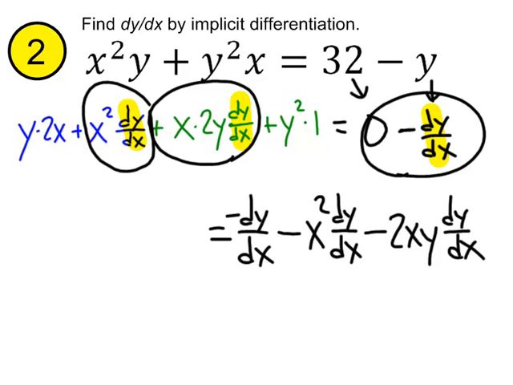So let's start by just getting all the dy over dx terms on one side. Notice these remaining terms do not have a dy over dx in them, so we'll let them hang on the left side of the equation. Those two right there. That's going to be 2xy plus y squared.